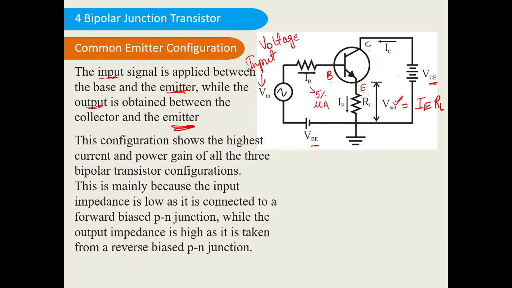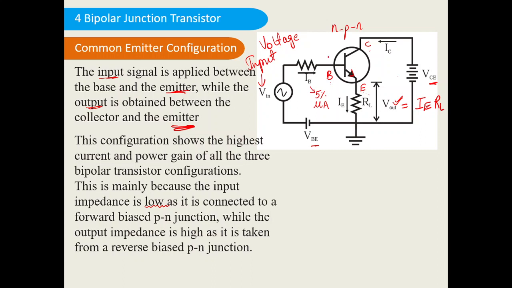Why? Because the input impedance is low. Why? Because it is forward bias. So this is which type of transistor? This is NPN transistor. How can we say? Because the arrow is towards the emitter.